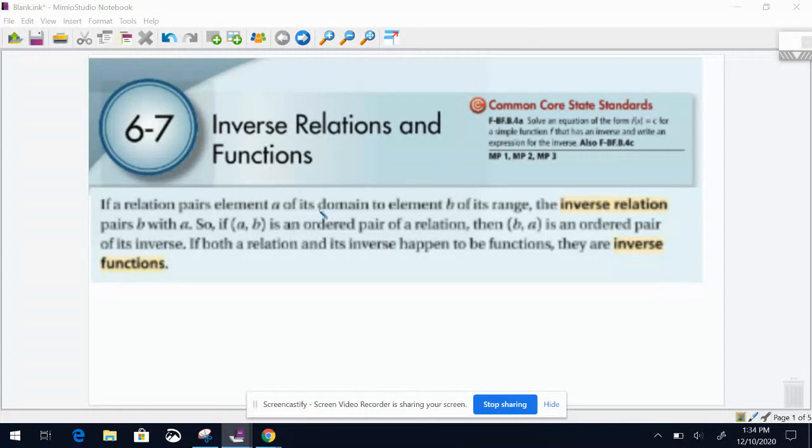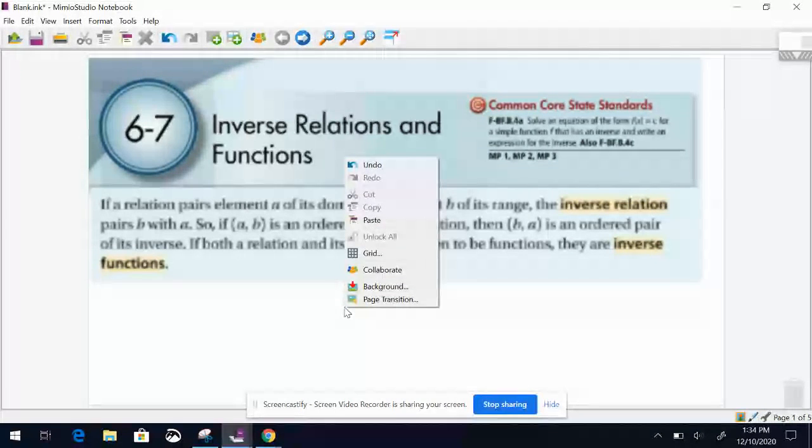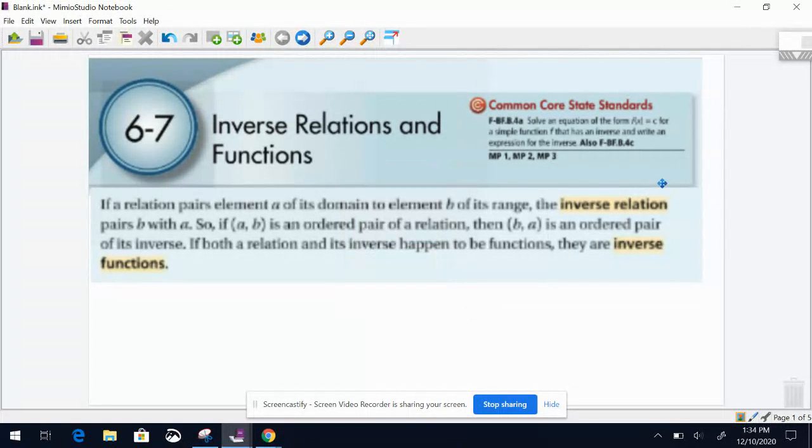So if a relation pairs element A of its domain to element B of its range, so if you have an ordered pair, its inverse, you just flip them. The x value becomes the y value becomes the x value. If both the relation and its inverse happen to be functions, they're inverse functions. And if they're inverse functions, they're considered what we call one-to-one. Those would be one-to-one functions if both the original function and its inverse is indeed a function.